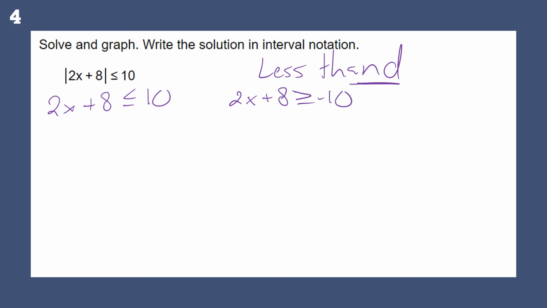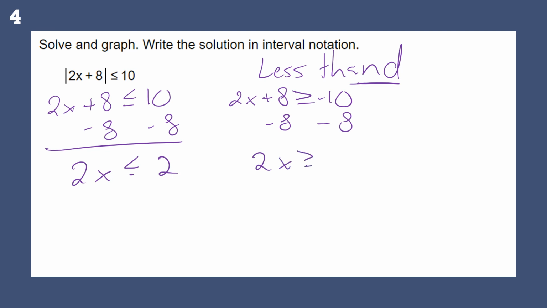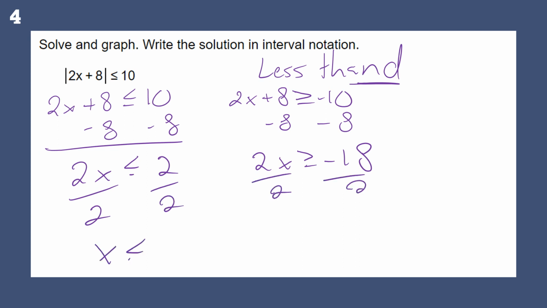The next thing we're going to do is subtract 8 from both sides. And that gives me 2x is less than or equal to 2. 2x is greater than or equal to negative 18. I'm going to divide by 2, divide by 2, divide by 2, divide by 2. And I get x is less than or equal to 1. And x is greater than or equal to negative 9.